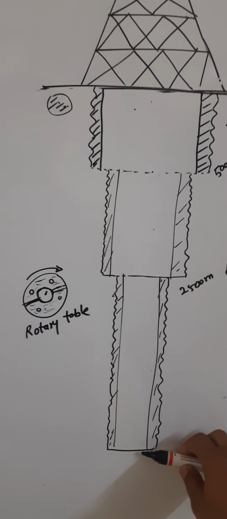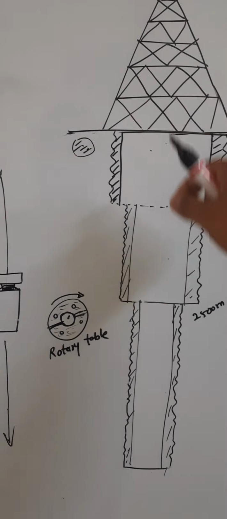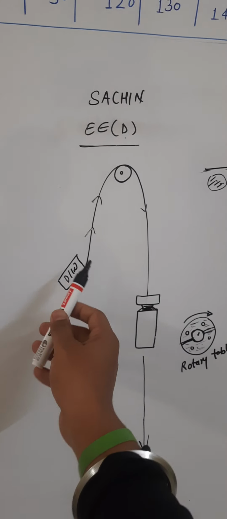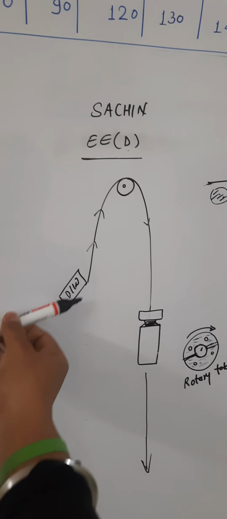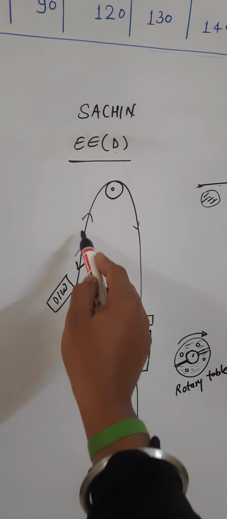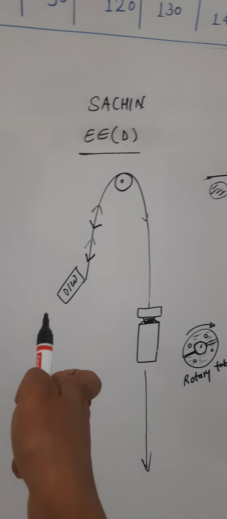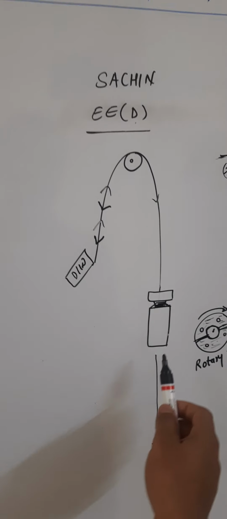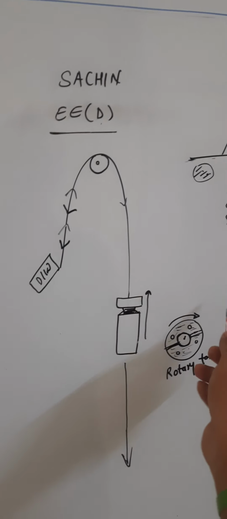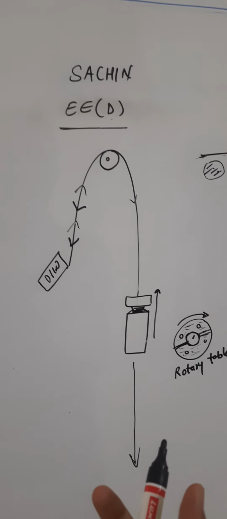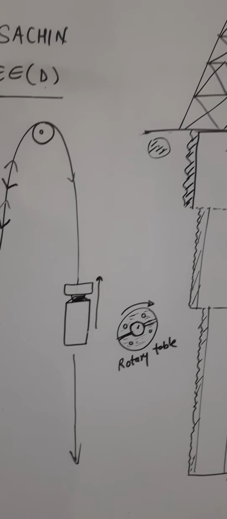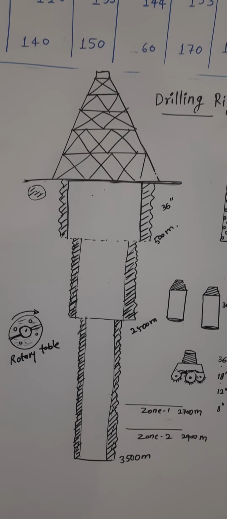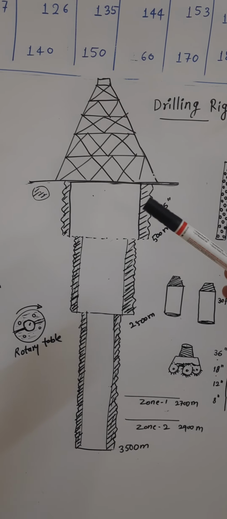When we drill up to the bottom, then we need to pull it back. So this draw works pulls the string in this direction, and the drum gets wrapped, and these pipes come up again. We remove all the pipes, we remove the bit, and this hole is clear. So this is how the drilling is complete.